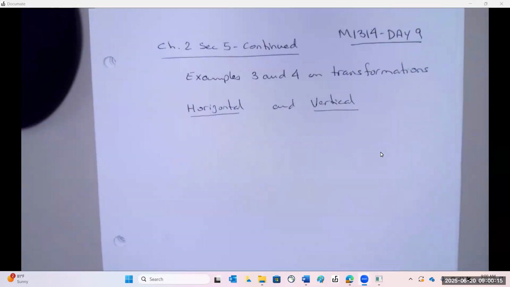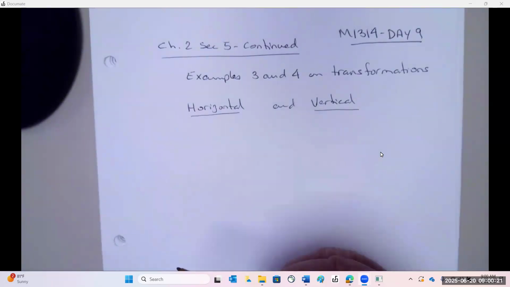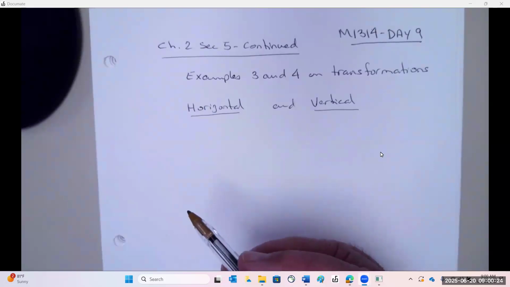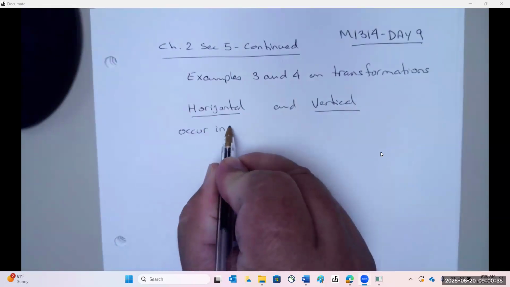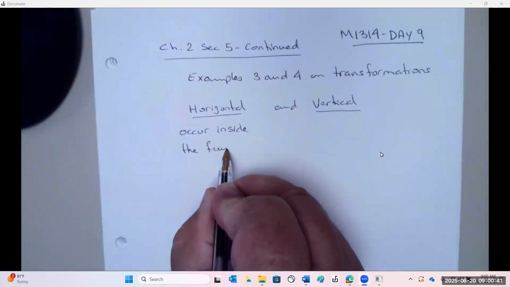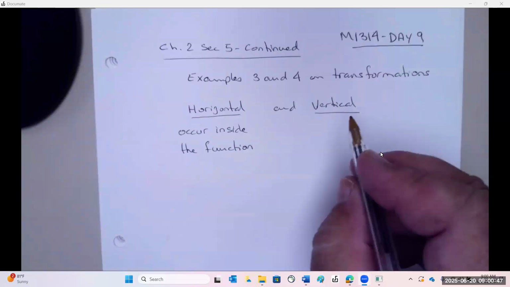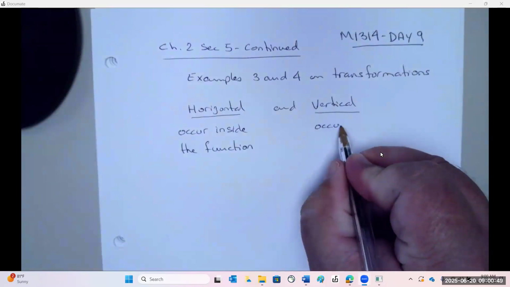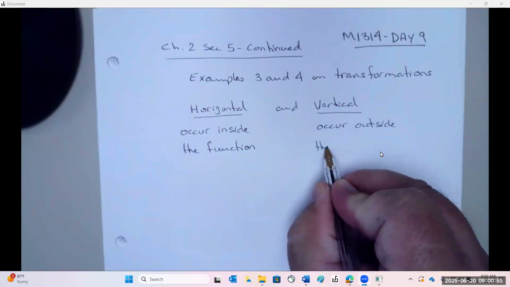In an equation, how do you know if the shift or the transformation is horizontal? Kind of. Yes. These occur inside the function. And vertical? Very good. Vertical occurs outside the function.